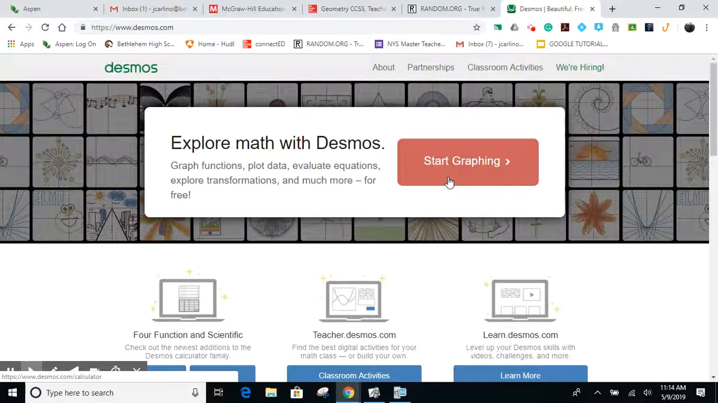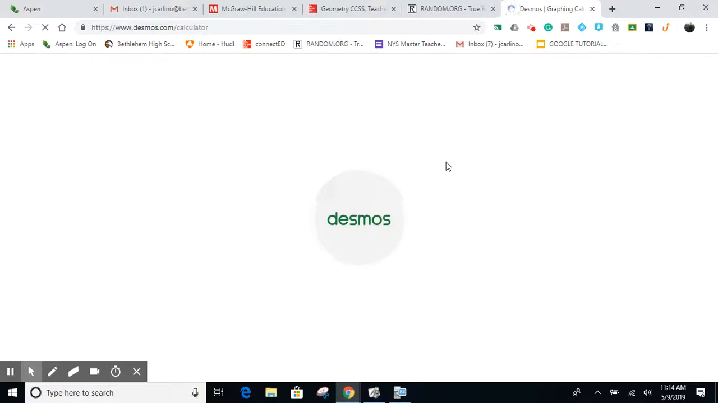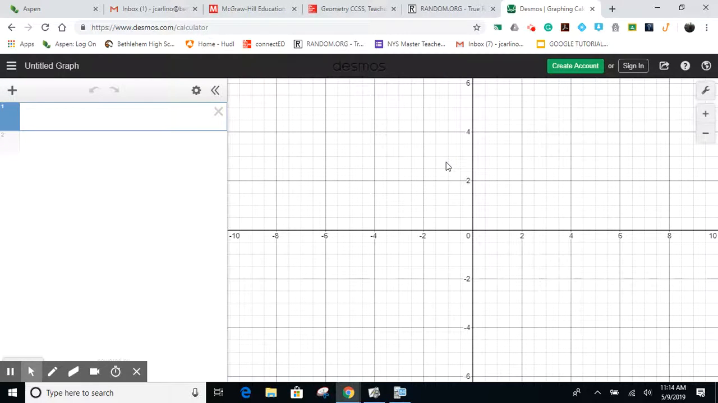All right, everyone ready? Start graphing. Everyone's got this graph right here. Yeah, this is a rectangular graph. So how do I change it to a polar? Everyone see the wrench right up here? Top right-hand corner of your screen, there's a wrench. Click on it.